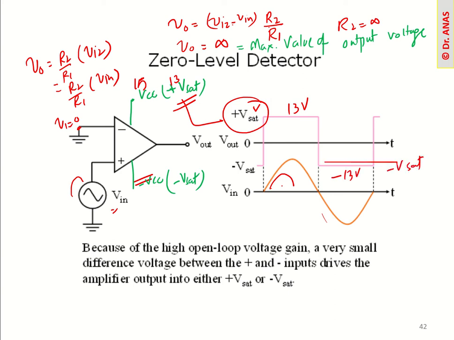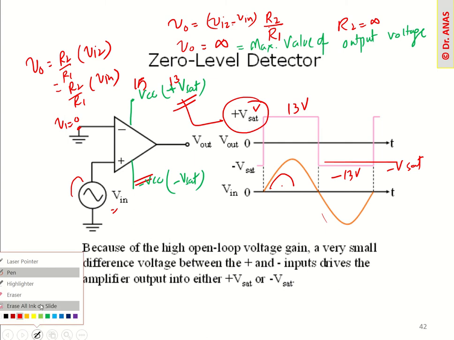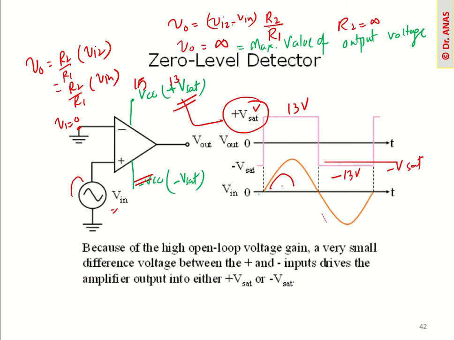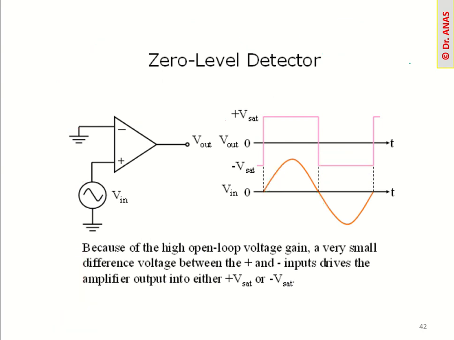So basically what is happening, as soon as the zero level is detected, as soon as we get the positive signal, we will move to the maximum positive V saturation, and as soon as it goes below zero, like the negative value, we will move towards the minus 13 volt. Okay, so basically such circuits are used for the making of the digital signals or the different waveform signals.